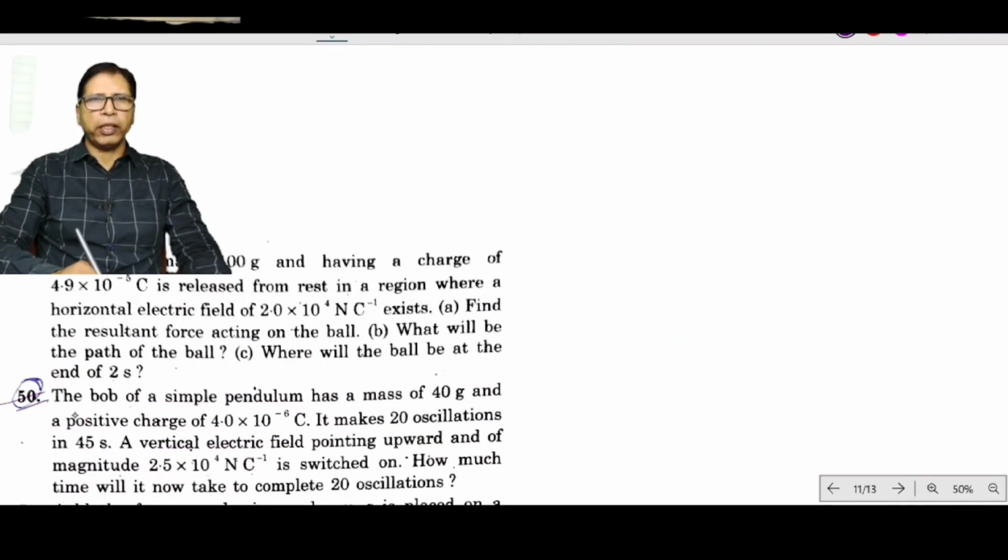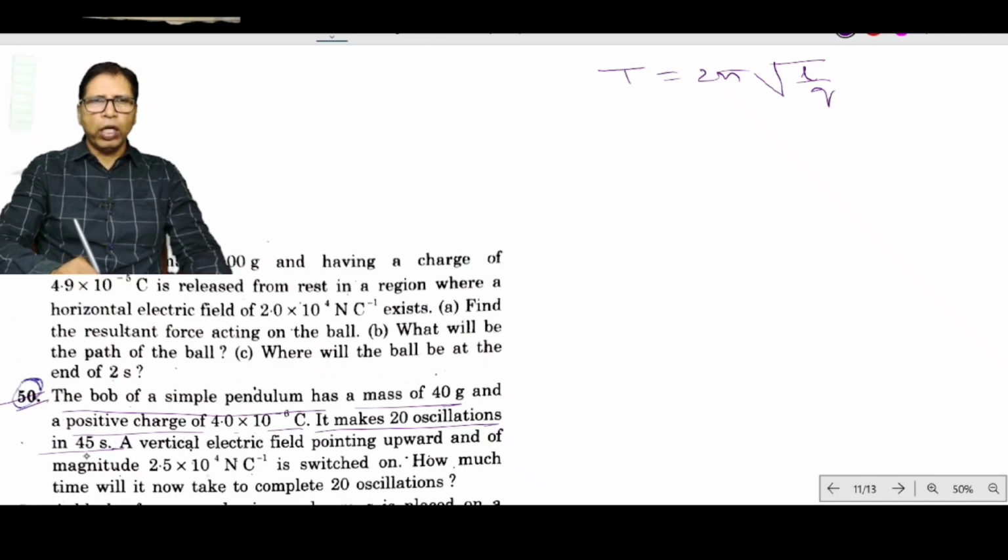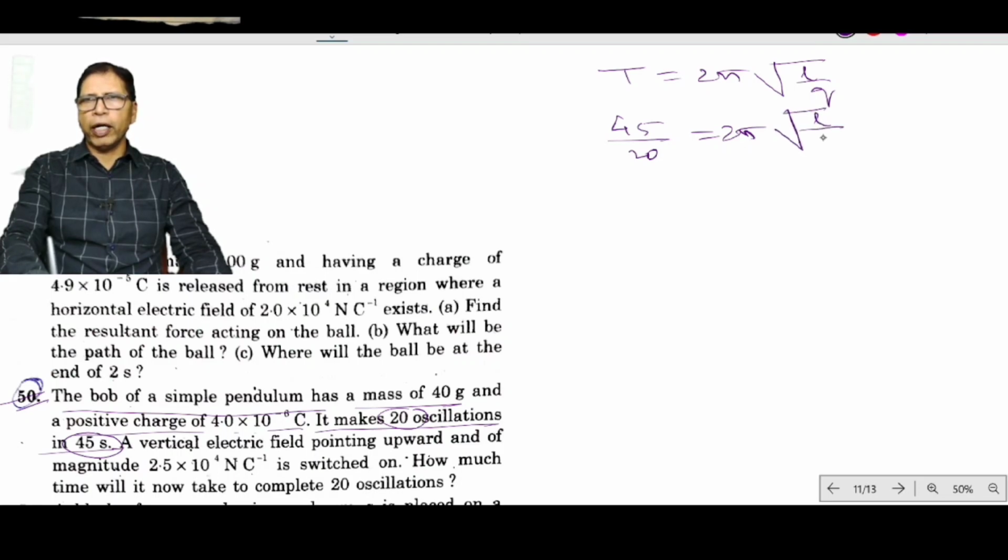Question number 50. A bob of a simple pendulum has a mass of 40 gram and a positive charge of 4 into 10 to the power minus 6 coulomb. It makes 20 oscillations in 45 seconds. So time period of the pendulum T equals 2 pi root under L by g. Here time period T equals 45 divided by 20. This equals 2 pi root under L by g, g is 10. This is equation number 1.